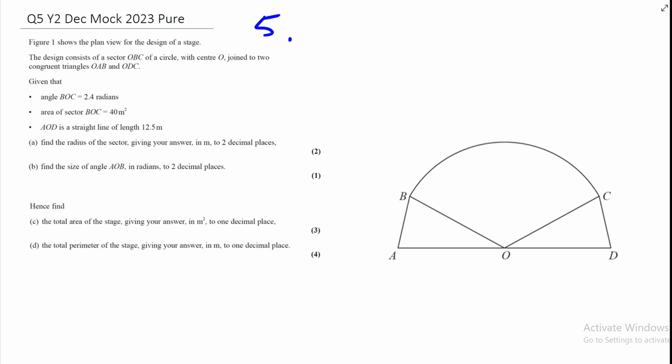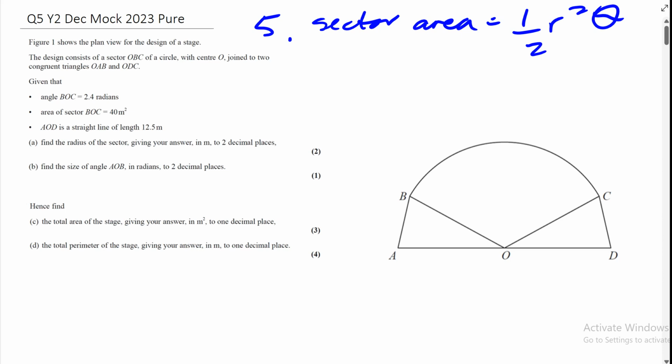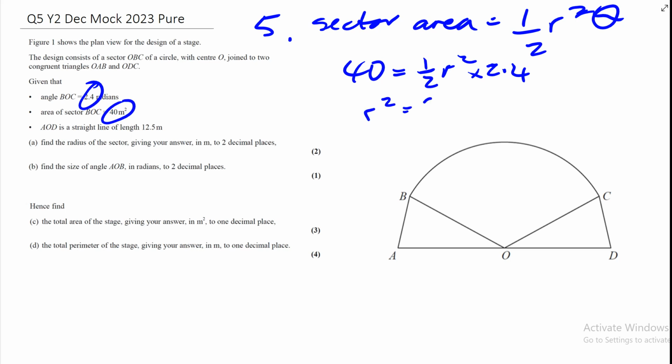Find the value of R. So we know the area of the sector is a half R squared theta when we're dealing with radians. And so we know that 40 equals a half R squared times by 2.4, and so if we rearrange that, we'll get R squared is 80 over 2.4.